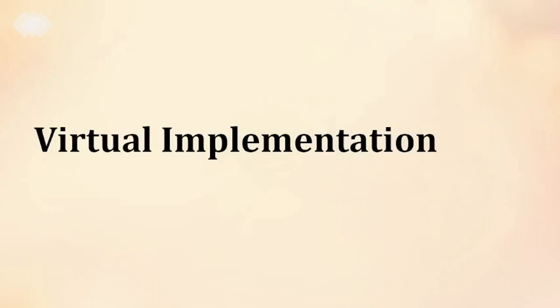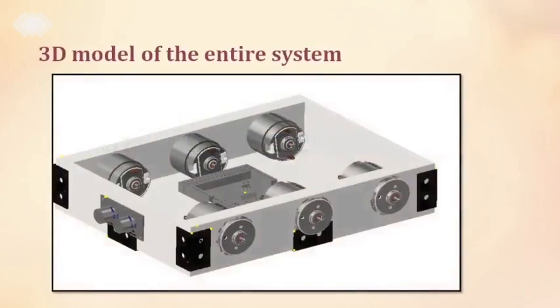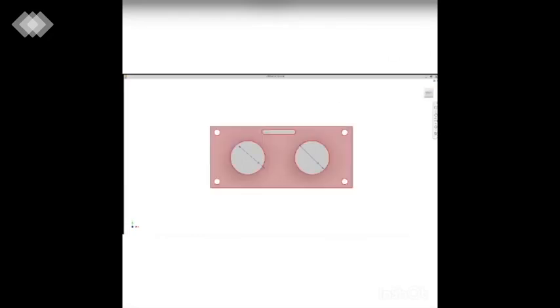Virtual implementation. This is the 3D model of the entire system. Let us have a look at the subparts. This is the ultrasonic sensor which is used to detect the obstacle. The module includes an ultrasonic transmitter, receiver and circuit. And here the limit for the sensing of obstacle is 20 centimeters. And the next is the Arduino Mega 2560 board where the program will be uploaded and based on those instructions the model is going to work.